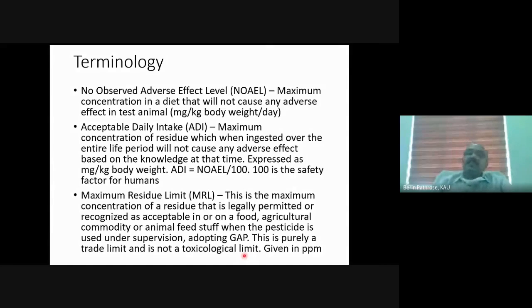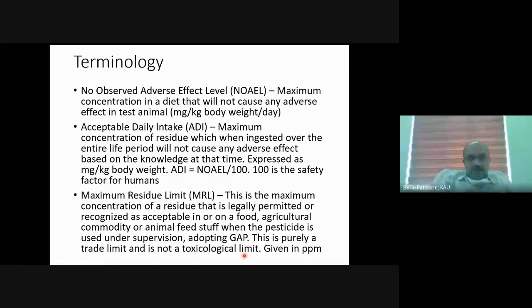The unit is milligram per kg body weight per day. That means the quantity of the pesticide, we express it in milligram, and body weight of the animal will be in kg. And every day we are providing the pesticide. So that's why the unit is milligram per kg body weight per day.